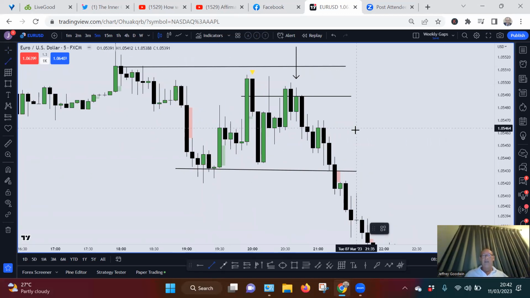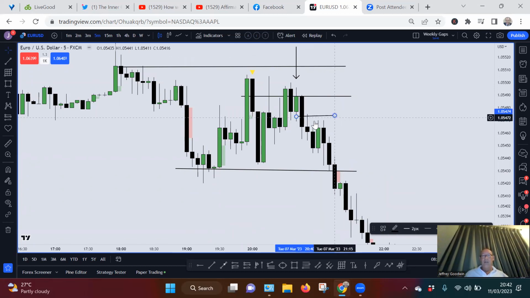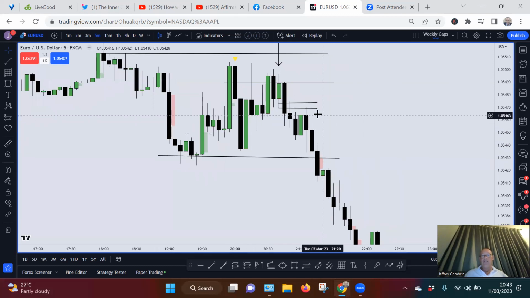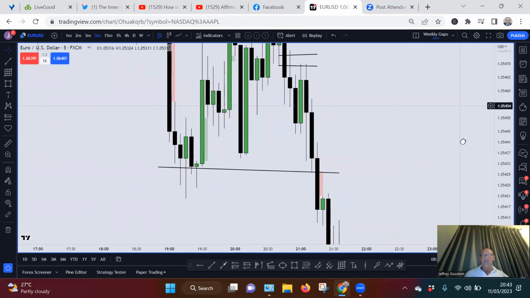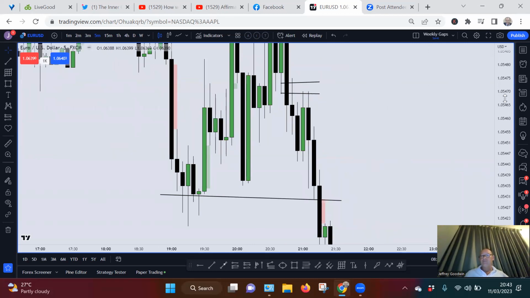Just to show you that again, I won't go into much detail. I'll just go to that one there. Apologize. We're looking for the wick or the body to tap into there and then drop. It just taps into it and no more. You may have missed that. No, it's definitely there.